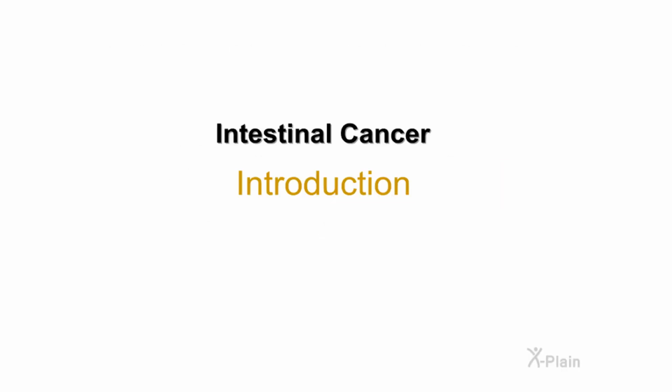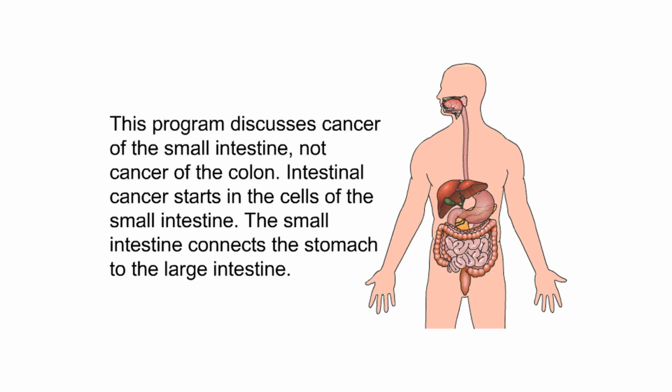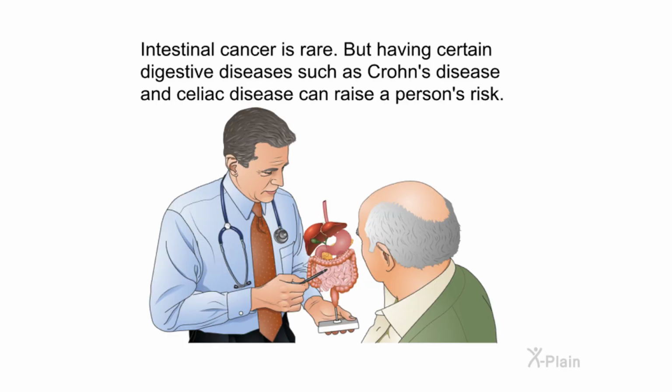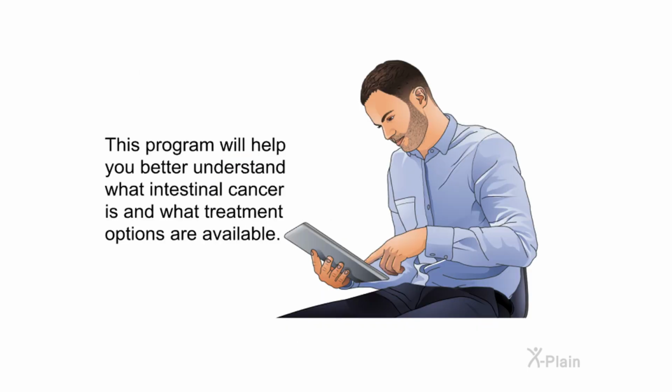Intestinal cancer. Introduction. This program discusses cancer of the small intestine, not cancer of the colon. Intestinal cancer starts in the cells of the small intestine. The small intestine connects the stomach to the large intestine. Intestinal cancer is rare, but having certain digestive diseases such as Crohn's disease and celiac disease can raise a person's risk. This program will help you better understand what intestinal cancer is and what treatment options are available.